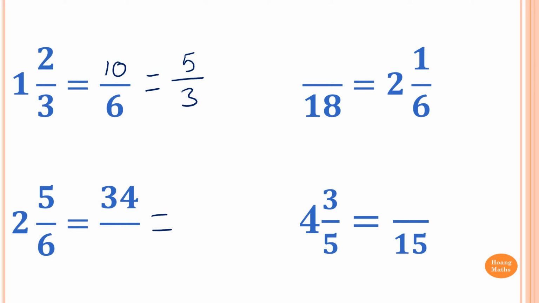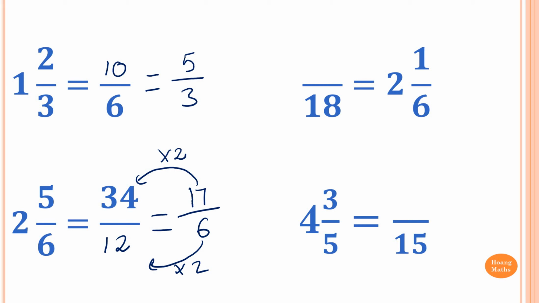2 and 5 over 6 is equal to 34 over something. So again, I just convert this into an improper fraction first. So 6 times 2, which is 12. 12 add 5 is 17. So I just write 17 here first, and then this 6 here, I just write at the bottom. So 17 over 6. So to get from 17 to 34, you times this by 2. So 17 times 2 is 34. So therefore this you times by 2 as well.